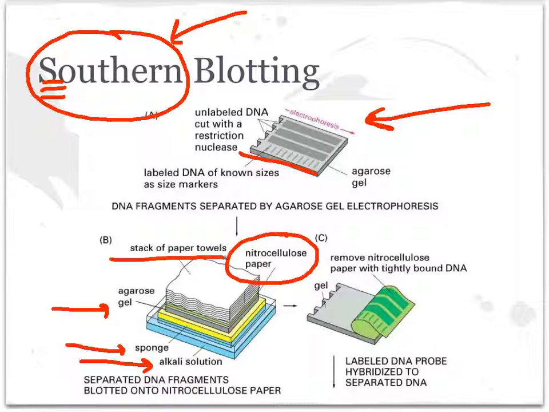And then you have a stack of paper towels, and we'll be applying pressure down upon this stack of paper towels so that the DNA on the agarose gel will literally bind to the nitrocellulose paper. You'll eventually remove the nitrocellulose paper, which has DNA bound directly to it. So we've literally transferred the DNA from the gel to the nitrocellulose. Ultimately, we're going to then add a probe that is hybridized to our separated DNA. And that probe will tell us specifically which band has the DNA or the gene of interest that we're looking for.